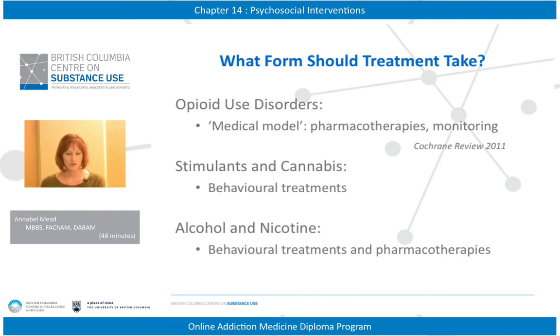In general, opiate use disorders follow a medical model. We know that pharmacotherapies work very well, such as Suboxone and methadone, and ongoing monitoring, typically using urinary drug screenings and individual assessments, are the basis for treatment for opioid use disorders. Psychosocial support, such as counselling, is often incorporated into opioid treatment programs. However, a Cochrane review recently suggested that adding specific psychosocial interventions did not enhance retention in treatment or opioid use.